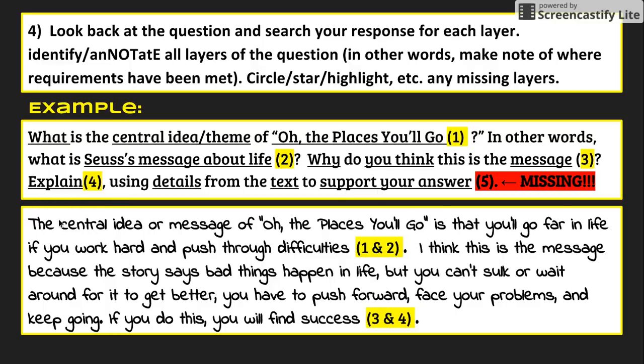So, the first sentence, the central idea or message of Oh, the Places You'll Go is that you'll go far in life if you work hard and push through difficulties. So you can see here that this fulfills the requirements of the first and second layers here. You've identified the central idea, right? The message is that you'll go far in life if you work hard and push through difficulties, right? And you've ensured that you've identified a message about life, right? And this certainly is a life message, right? So that means you've satisfied requirement or layer number 1 and layer number 2.